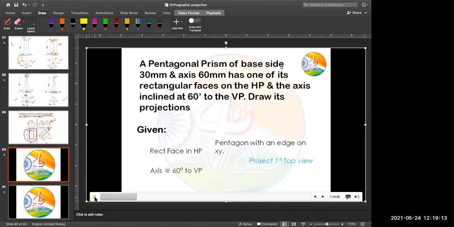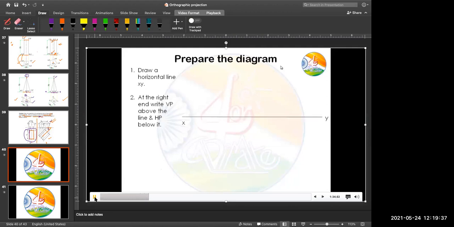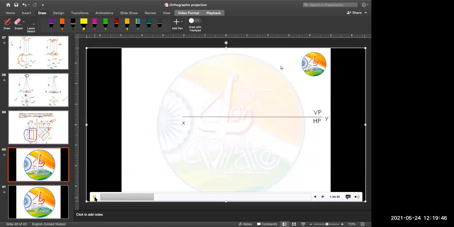After completing the pentagon, we should continue to take its top view. Then the second point, the axis being at 60 degrees to VP, means that we have to redraw the top view at 60 degrees. Let us proceed to draw the diagram. Once again, we draw the XY line, VP just above the XY line, and HP just below it. The front view appears above XY, and the top view below XY.